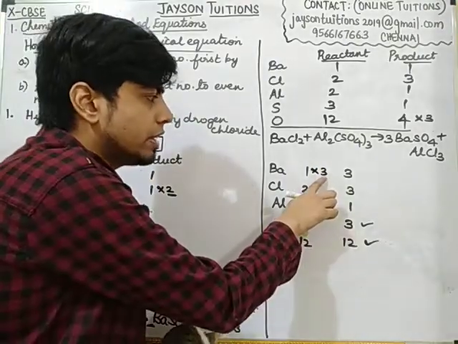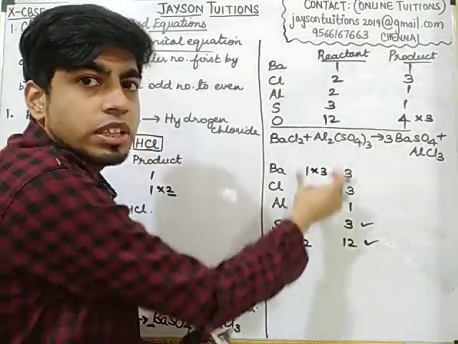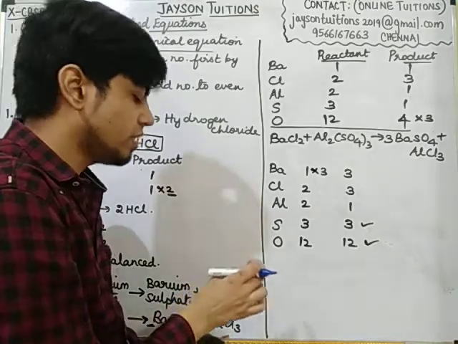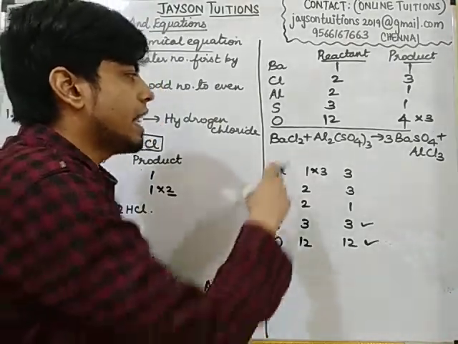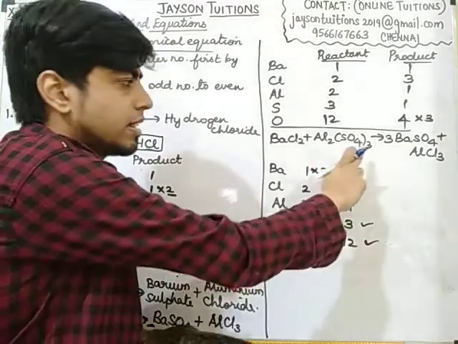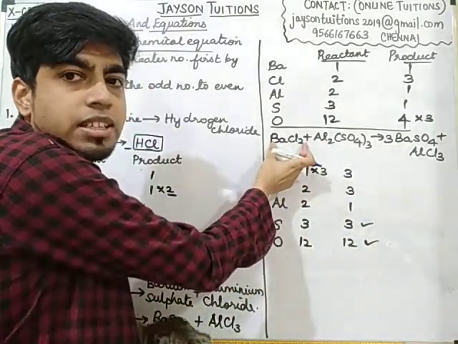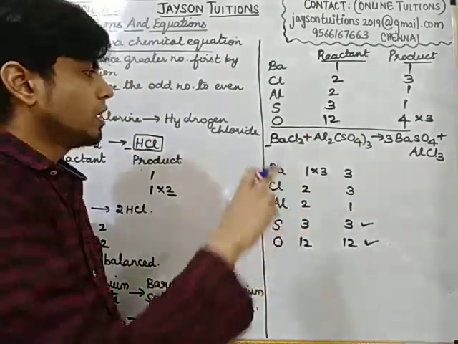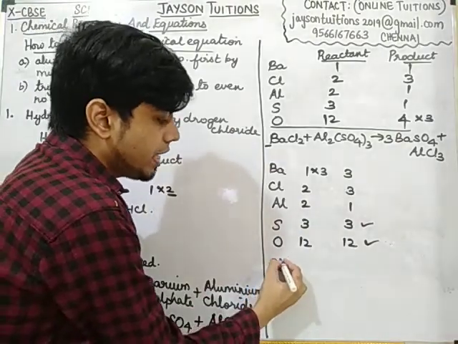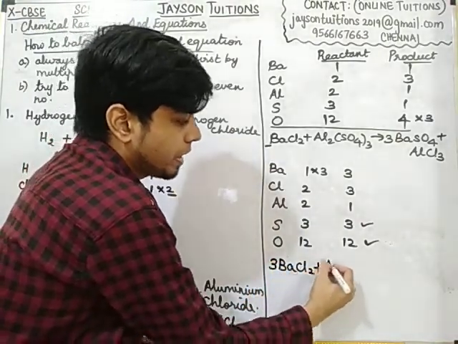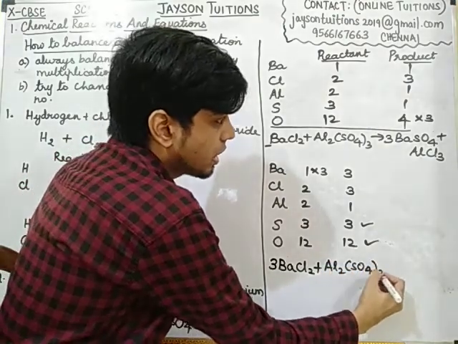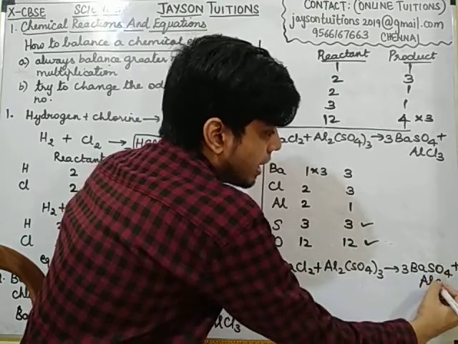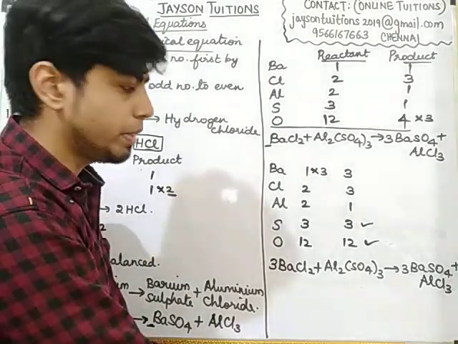Okay. So where am I going to write this 3? On the reactant side. So on the reactant side where barium is present, there I am going to write this 3. So which is the reactant side? This is the reactant side. So on this reactant side where barium is present, here I will be writing this 3. Okay. So what will I get? 3BaCl2 plus Al2(SO4)3 gives 3BaSO4 plus AlCl3. So like this I will be getting.